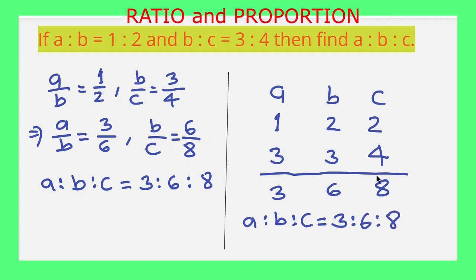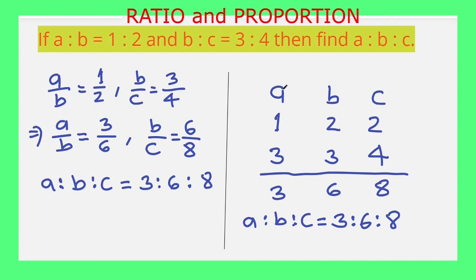Here nothing is common in it, so we can directly write the value of ratios 3, 6 and 8. Thus our answer is A ratio B ratio C equal to 3 ratio 6 ratio 8. Hope you have understood the short tricks.